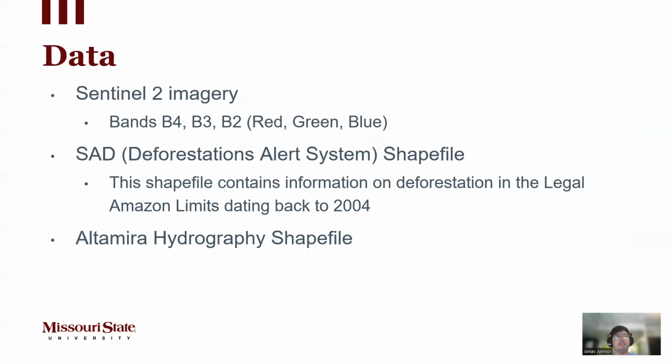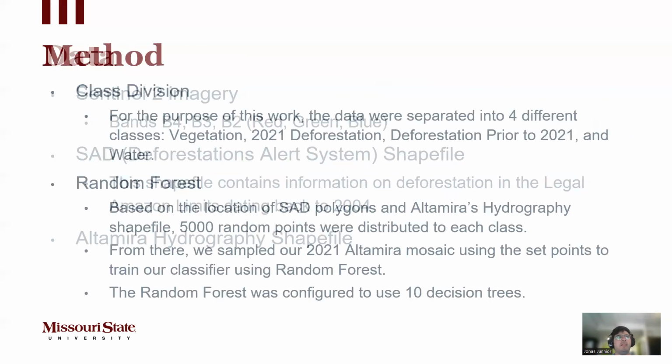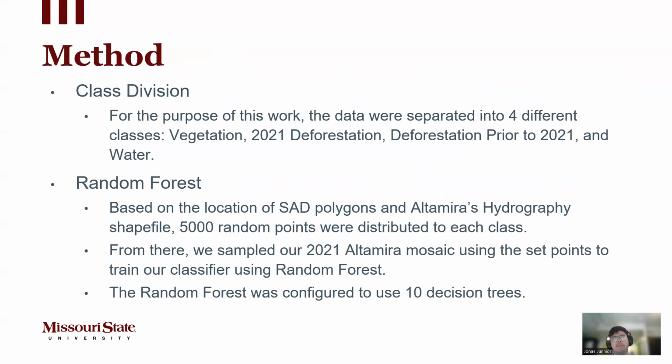The data that we're going to be using is Sentinel-2 imagery, the SAD deforestation alert system shapefile, and the hydrography for Altamira. Sentinel-2 is going to be the image that we're going to be using for our samples. SAD is going to be divided in two, for 2021 and prior to 2021, and hydrography to classify water as well. I say that because it has to do with the class division that we'll be doing.